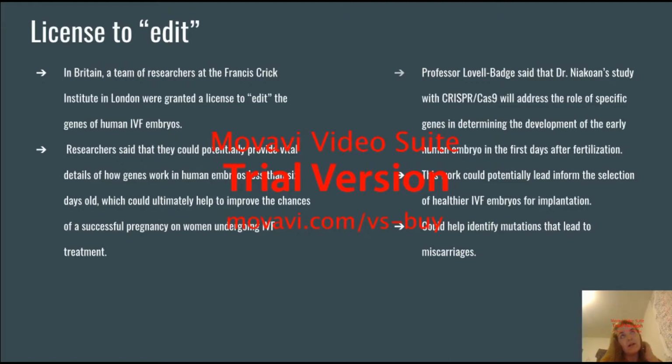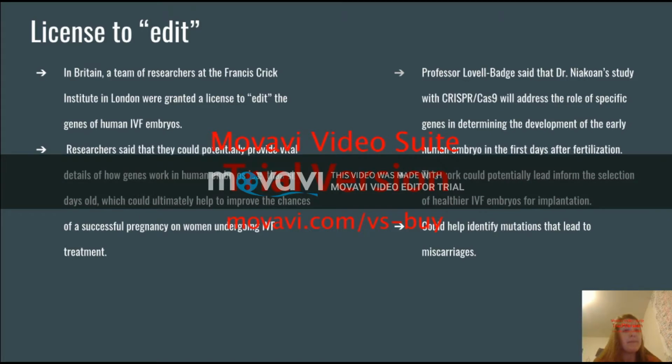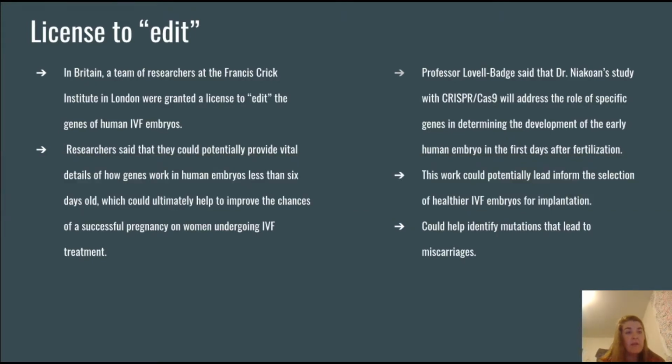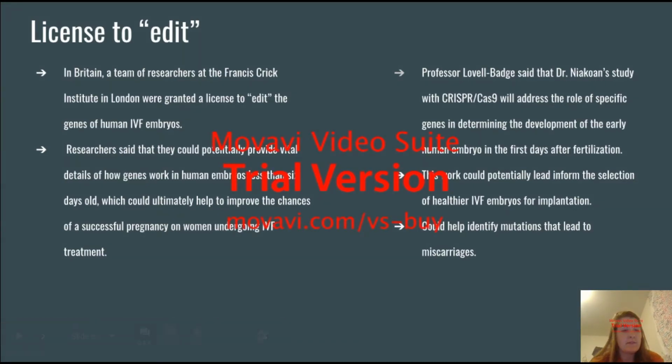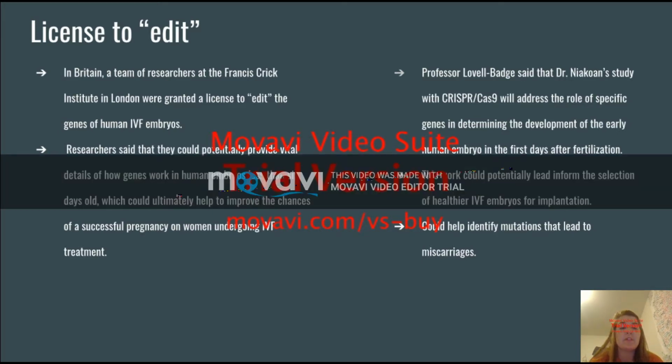Another study that happened was a license to edit. In Britain, a team of researchers at the Francis Crick Institute in London were granted a license to edit the genes of human IVF embryos. The researchers said that they could potentially provide vital details of how genes work in embryos less than 6 days old, which could ultimately help to improve the chances of a successful pregnancy in women undergoing IVF treatment.